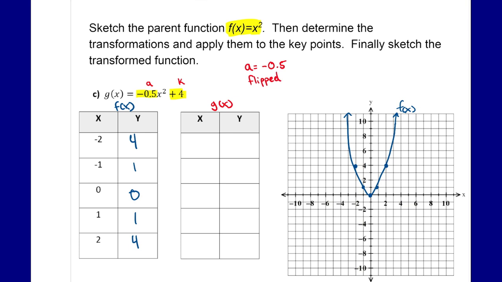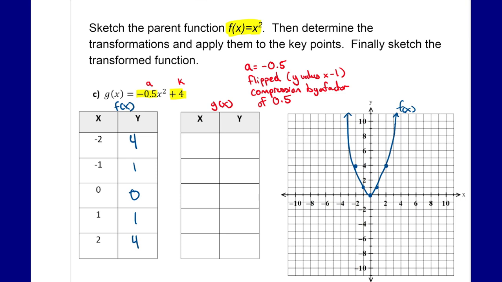And what we're doing when we're flipping this is we're just making all the y values negative, or y values times -1. The other thing we have is the actual number, 0.5. Because it's between 0 and 1, this means we have a compression by a factor of 0.5. Or in other words, we're shrinking everything. We're squeezing things together. We're compressing it. So that's our a value.